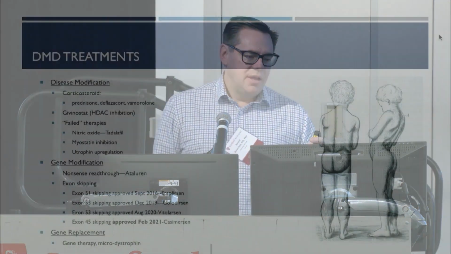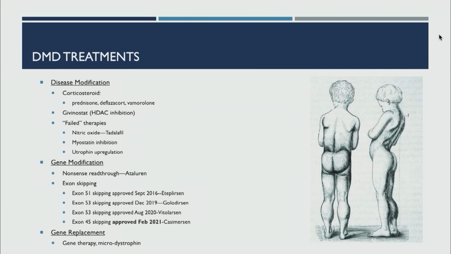Then we're just going to spend the rest of the time talking about disease treatment. You can think about those probably in different ways. Disease modification therapies, and corticosteroid has really been the mainstay of that for many years now. We have prednisone, and we have deflazacort that's approved by the FDA, and now we have vamorolone that's recently approved by the FDA as a corticosteroid. Givinostat is an HDAC inhibitor that's pending review at the FDA.